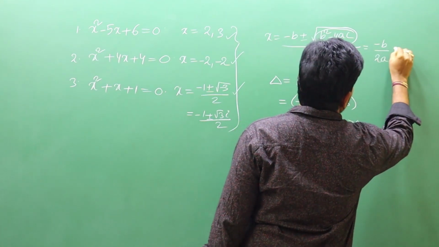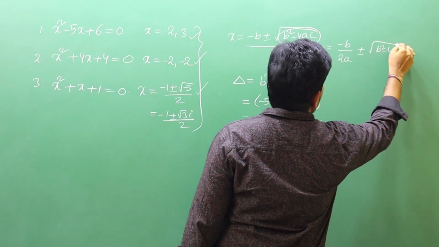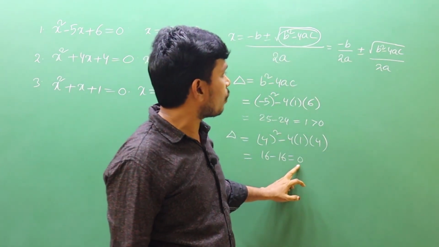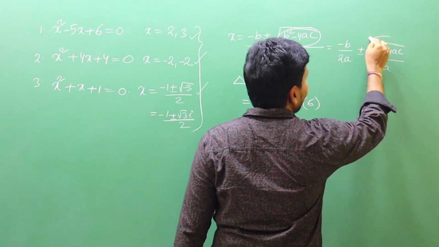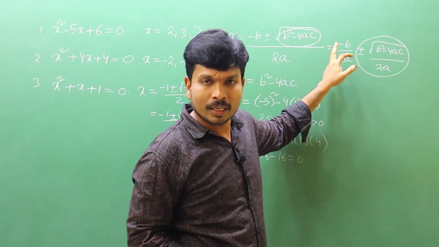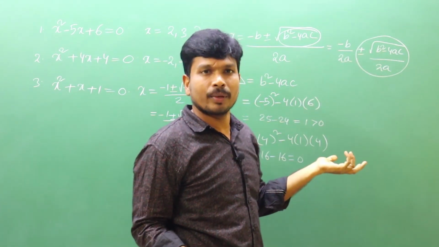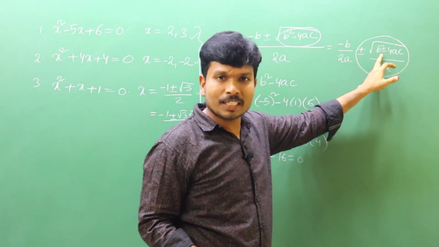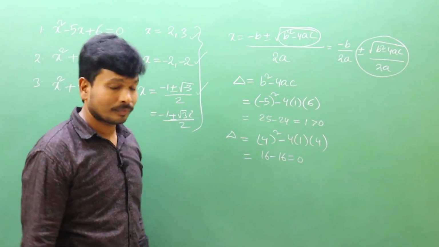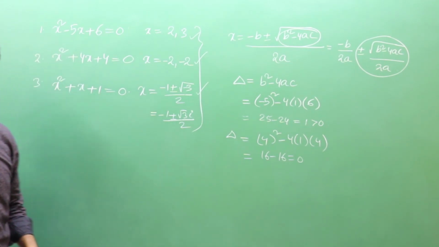Distributing, minus b by 2a plus or minus root b square minus 4ac by 2a. b square minus 4ac value how much? 0. So this entire value is 0. So here you have only one value, that is minus b by 2a. Minus b by 2a plus 0 is minus b by 2a. Minus b by 2a minus 0, that is also minus b by 2a. So that's why those roots are definitely equal. So that's why you got minus 2 comma minus 2.